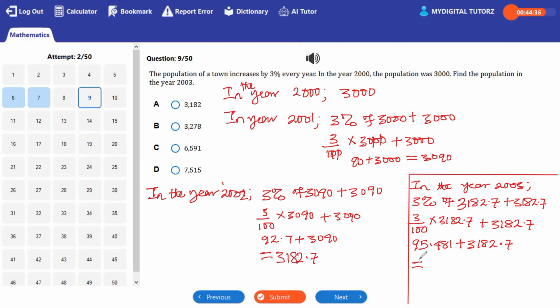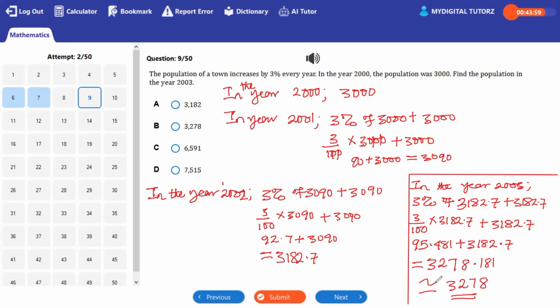So in 2003, the population will be 3182.7 plus 95.481, which is 3278.181. Approximately, the population will be 3278. I hope this is understood.